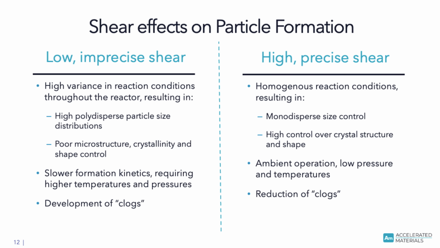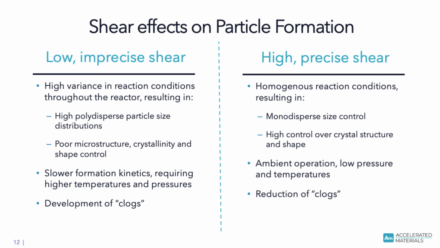So what are the shear effects on particle formation? In summary, if you have low and imprecise shear, what this means is that if you have variance in your reactor conditions, you can get a highly polydispersed size distribution and poor control over the structure. That means you have to use slower formation kinetics as well. And if you're using a continuous flow technology, you can actually develop clogs because you can't break up large aggregates.